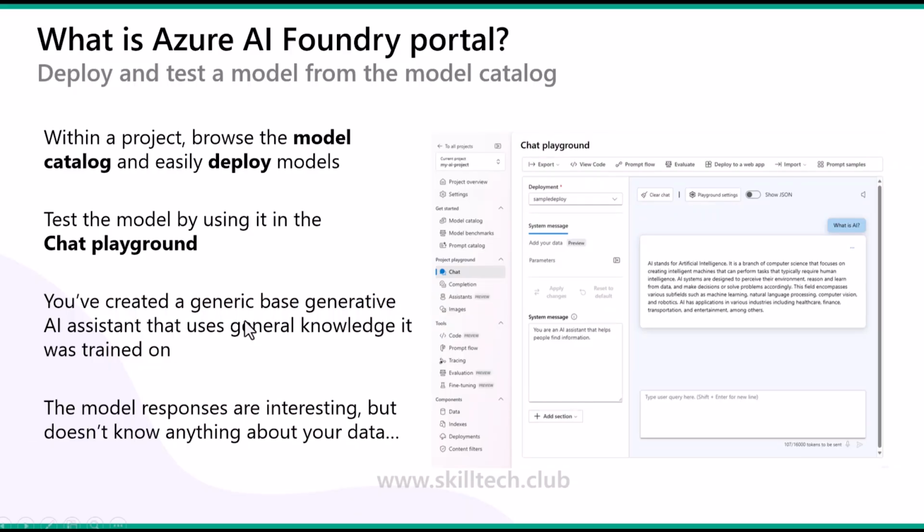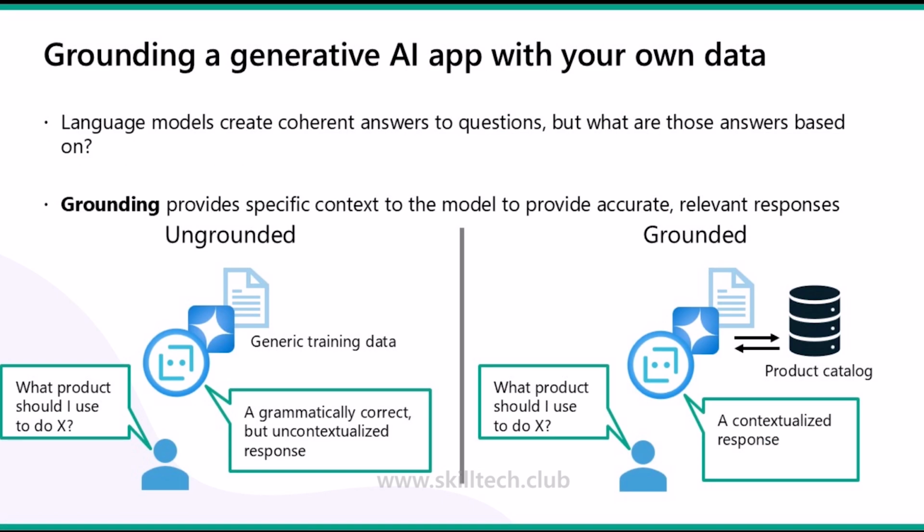Thank you. Now let's say you have created a generic base generative AI assistant that uses general knowledge on which it was trained. Basically, if you ask a question, it's going to give you an answer from that general knowledge. But the model responses are not interesting and it doesn't know anything about your own data. When this kind of thing happens, you have to make sure that you integrate your own data. And that is where grounding comes into the picture.